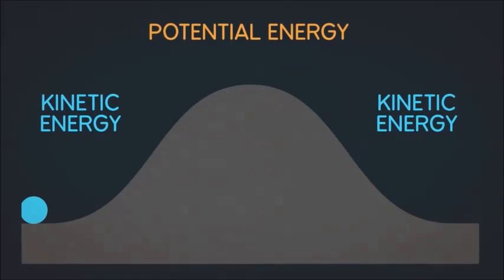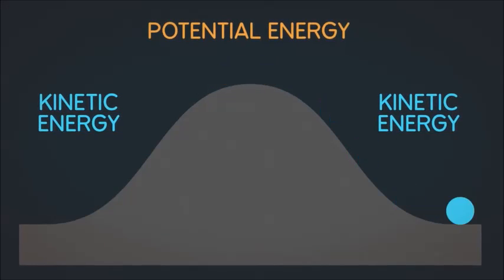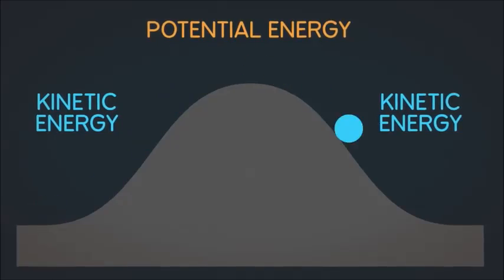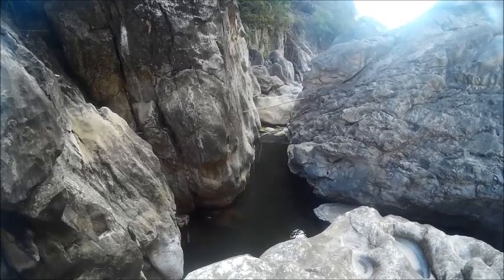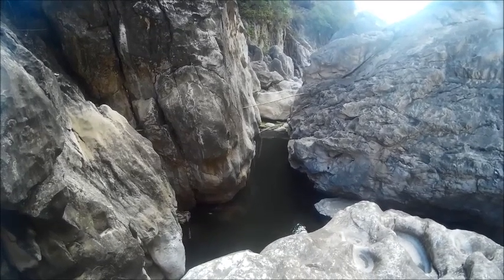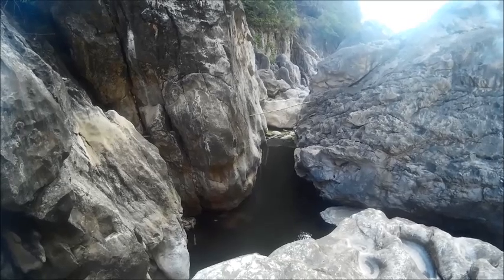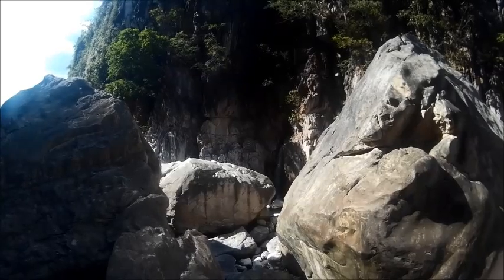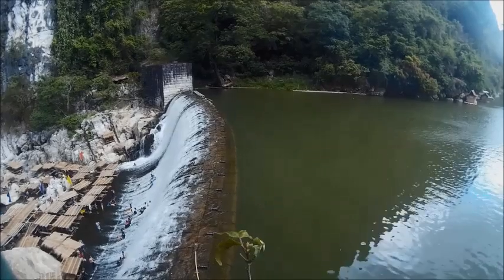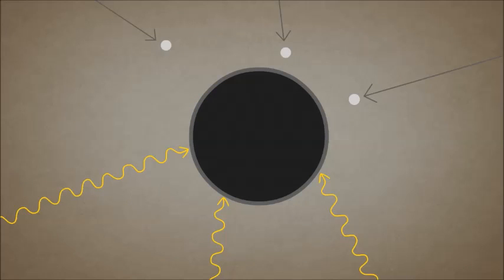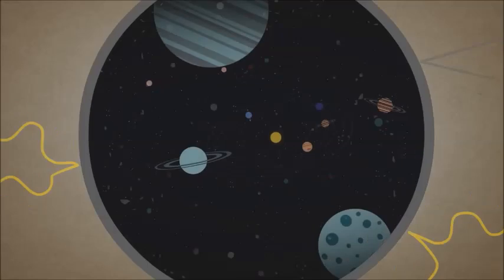Energy exists in two forms: potential and kinetic. Potential energy is stored energy. It is capable of and available for performing work. On the other hand, kinetic energy is the energy in motion. The expenditure and storage of energies are governed by the laws of thermodynamics.